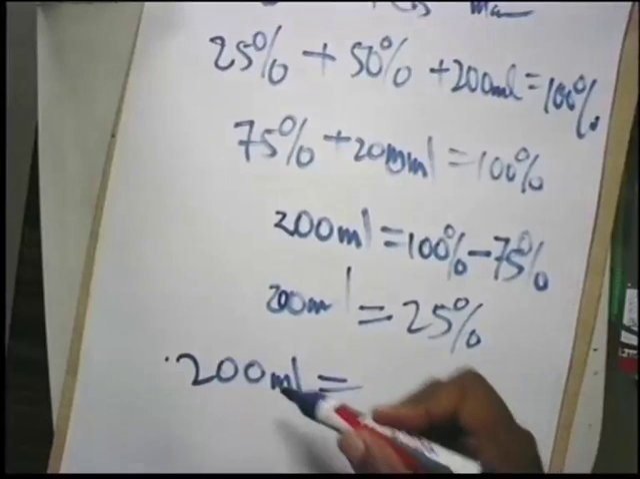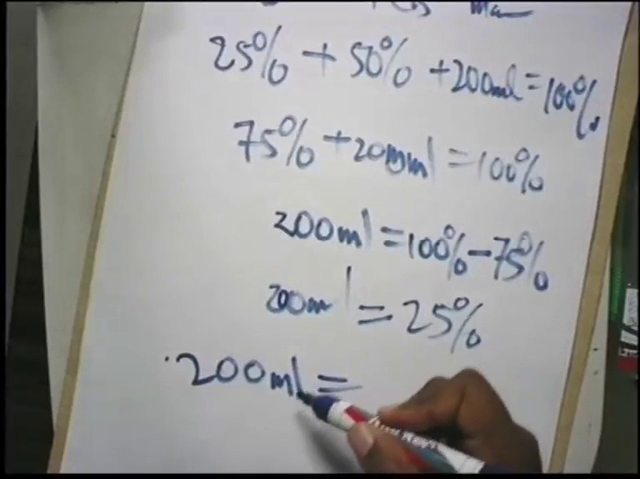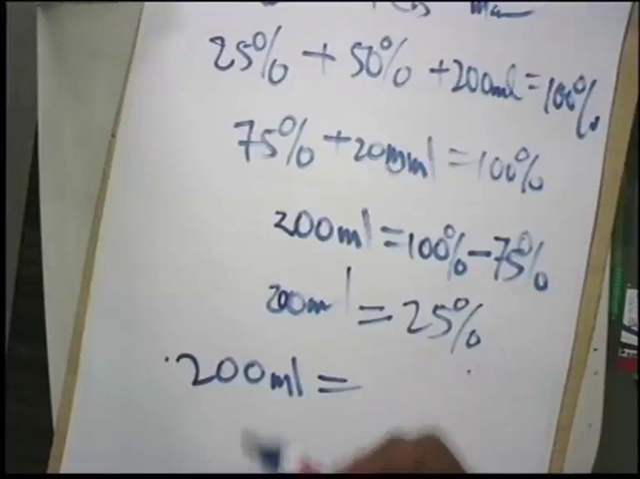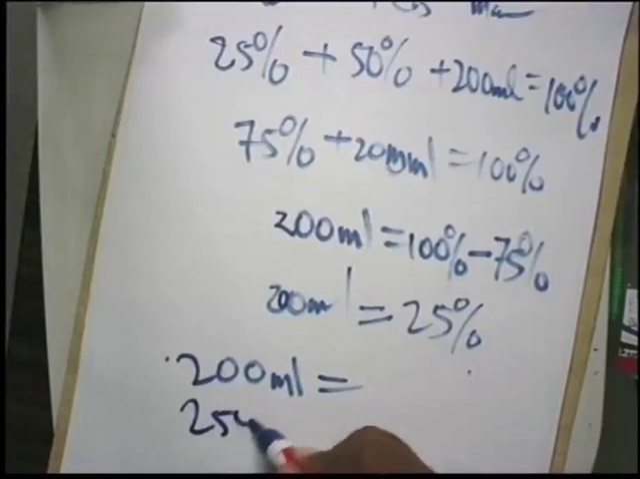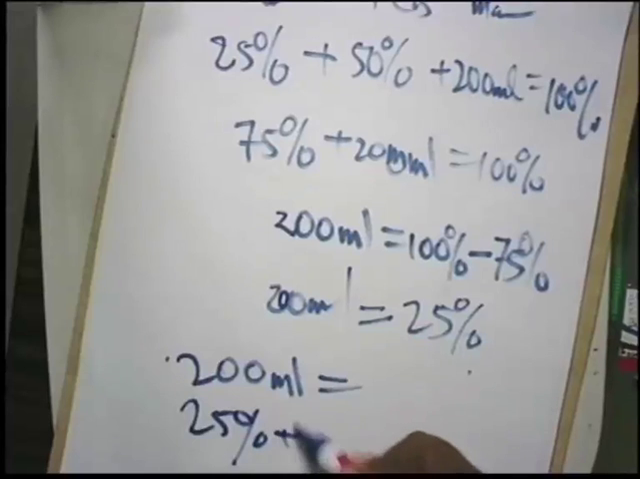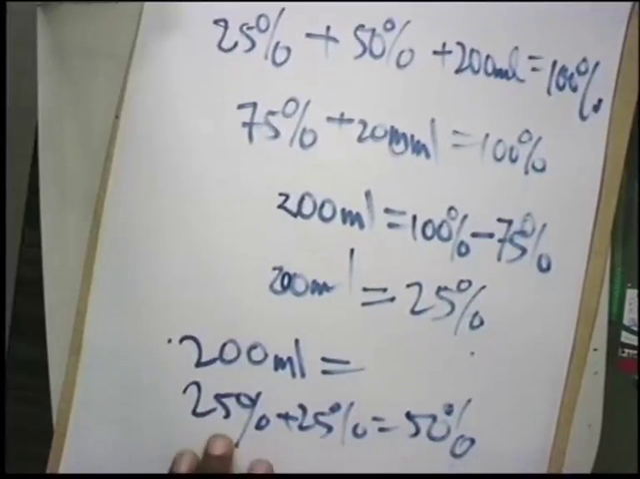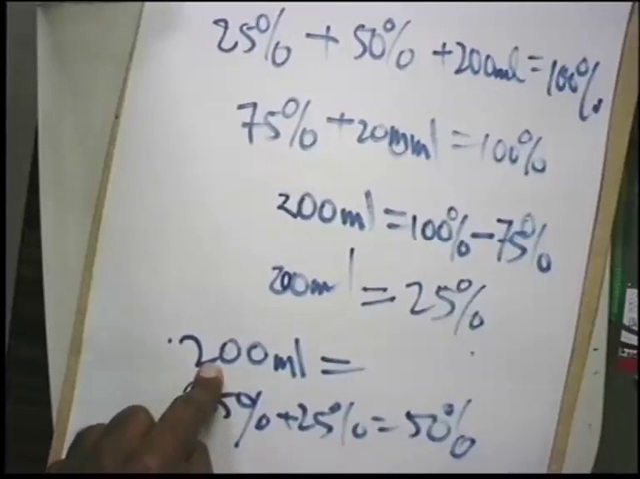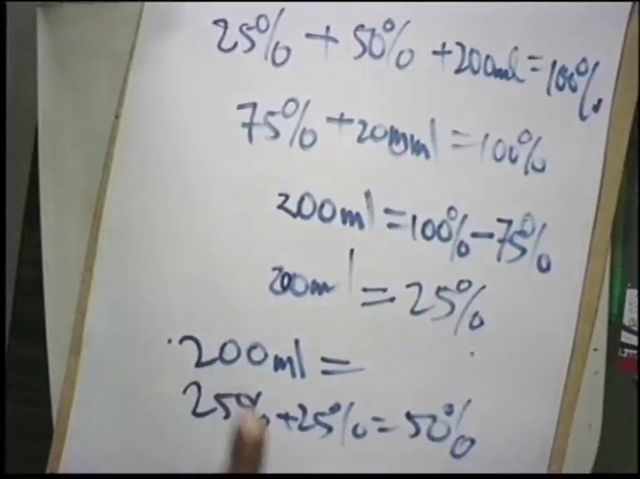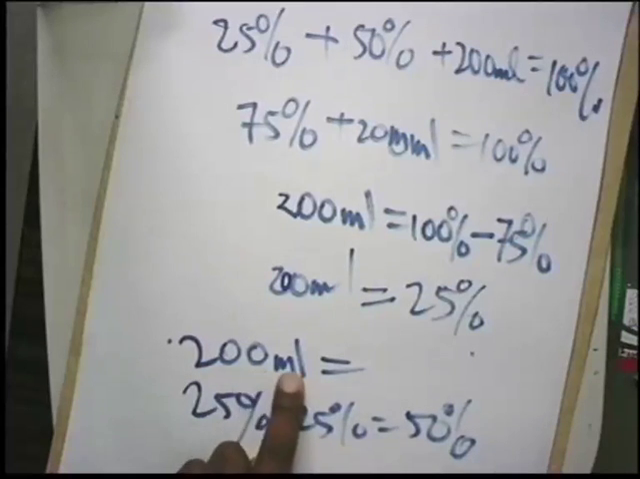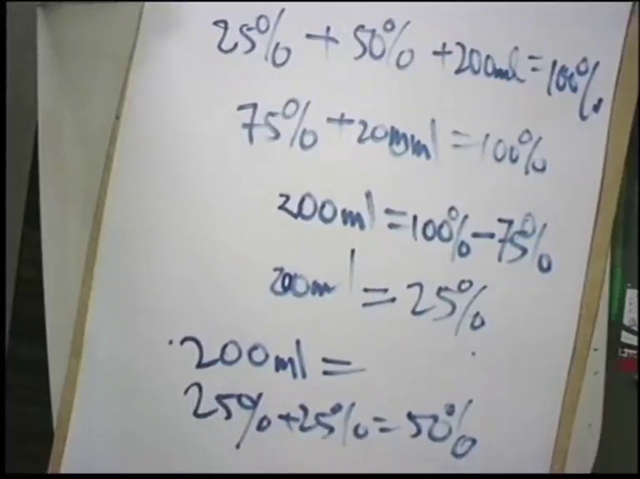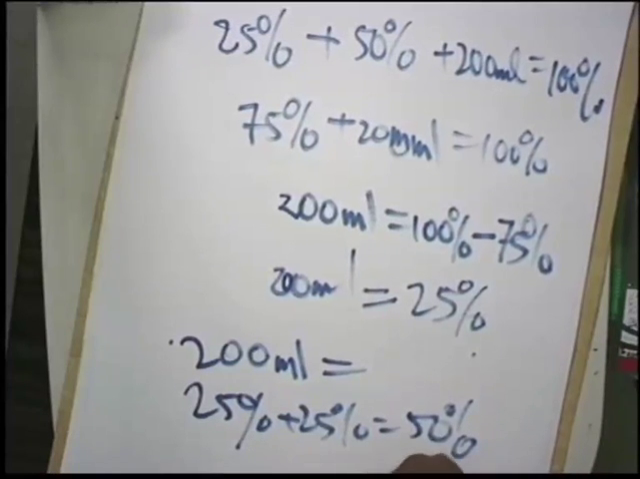You know that 25% plus 25% gives you 50%, right? If we are saying that 25% is 200 milliliters, and another 25% is 200 milliliters, then 50% of rainfall will be 400 milliliters.